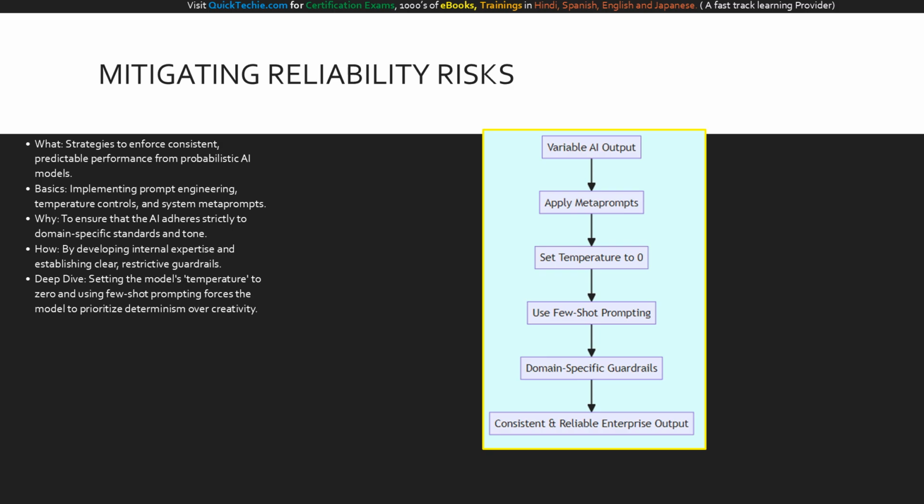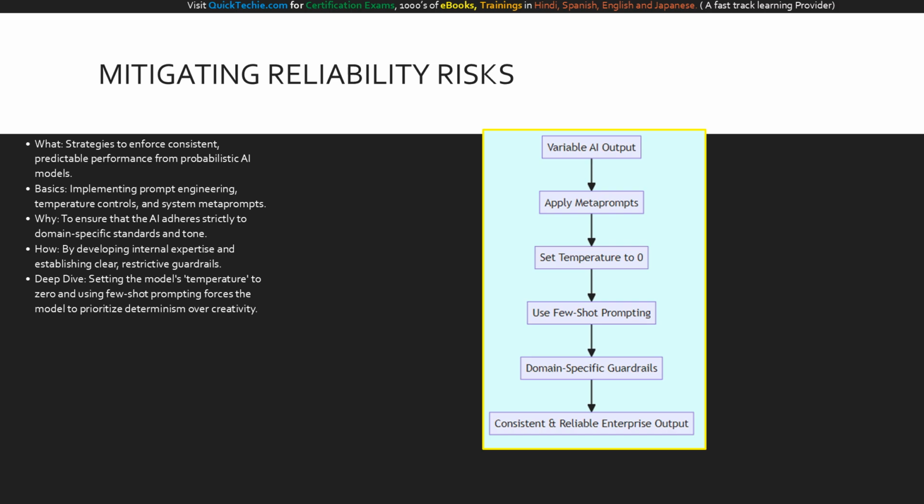How is it executed? You must develop internal engineering expertise to build clear guardrails. For example, if you need highly predictable, factual answers, you instruct your developers to set the model's temperature to 0, which drastically reduces its randomness and forces it to prioritize the most likely, deterministic output. Deep diving further, techniques like few-shot prompting, where you provide the model with a few perfect examples of the desired output within the prompt itself, train the model in real time to match your exact formatting requirements, thereby bridging the gap between probabilistic generation and reliable enterprise automation.